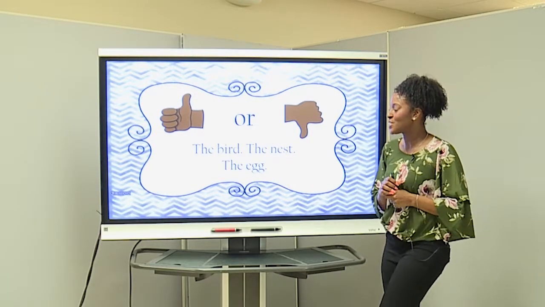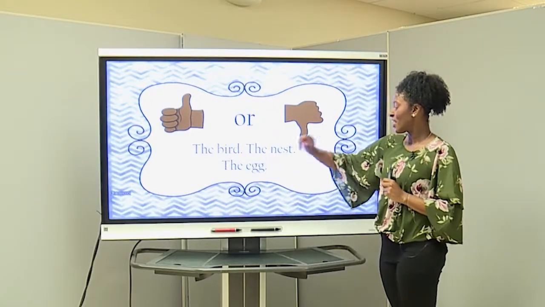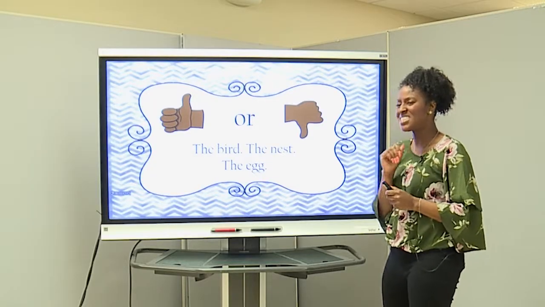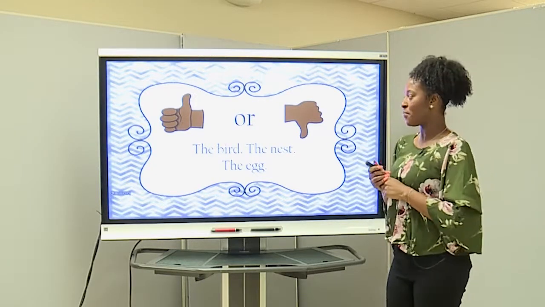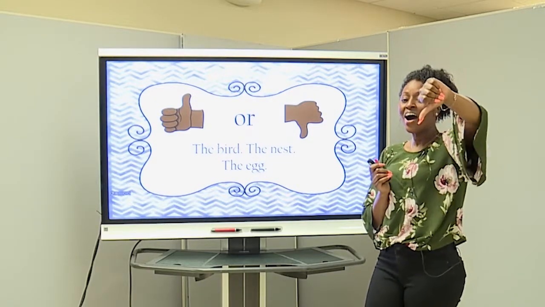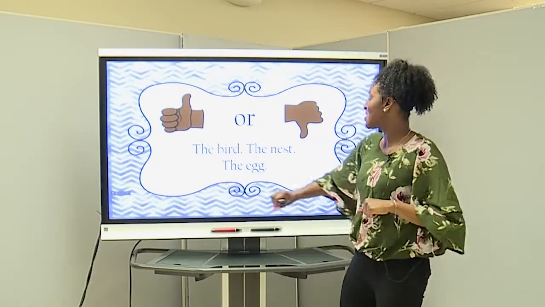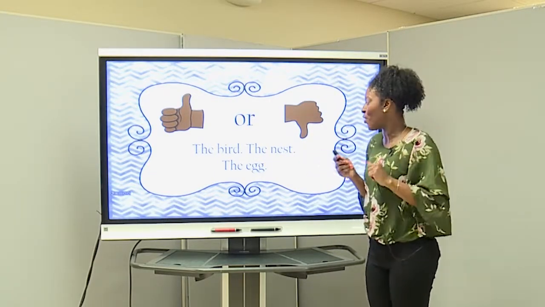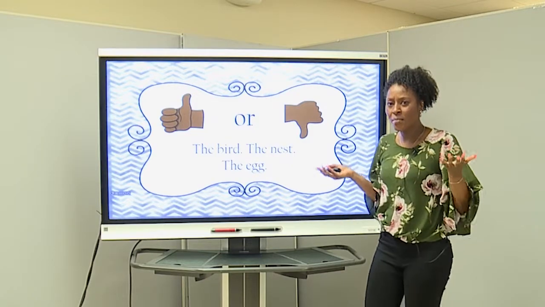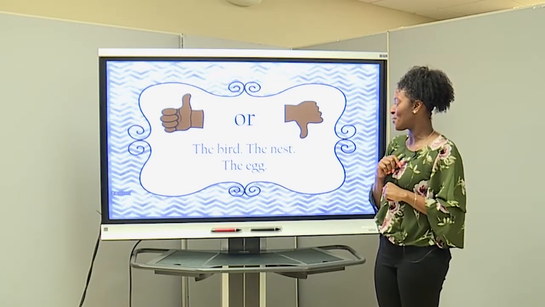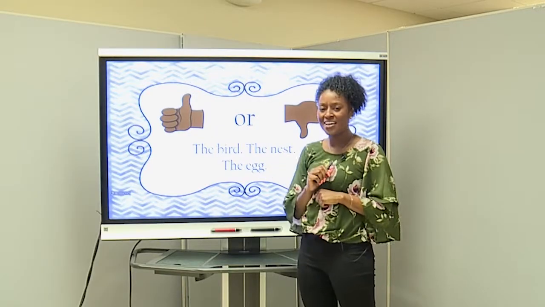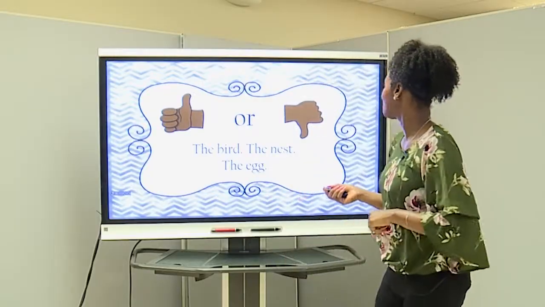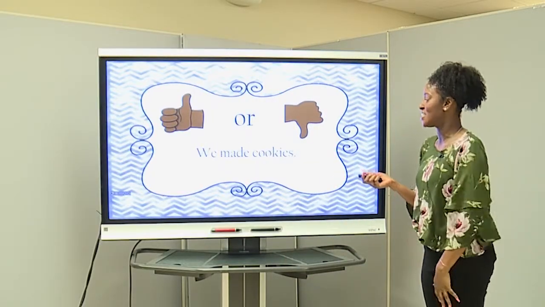All right, what about this one? The bird, the nest, the egg. Is this a sentence or a fragment? These are multiple fragments. The bird is a naming part. We don't know about the telling part. The nest, what about the nest? That one also needs a telling part. And the egg, that one is also a fragment. So we have 3 fragments in that one. So this one is not a sentence.